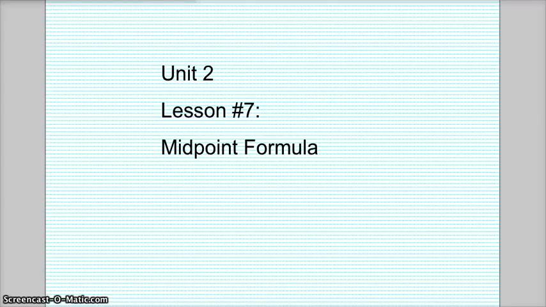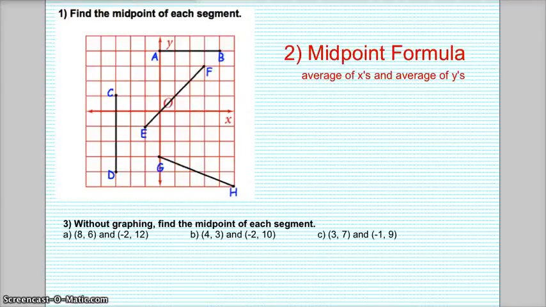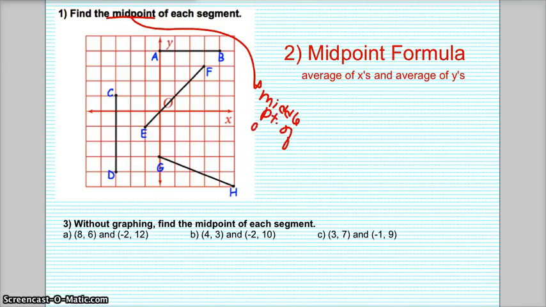This video will discuss the midpoint formula, Unit 2, Lesson 7 for Mrs. Bailey's geometry class. Find the midpoint of each segment. The midpoint is the middle point of a segment. It is the point that divides a segment into two equal pieces.